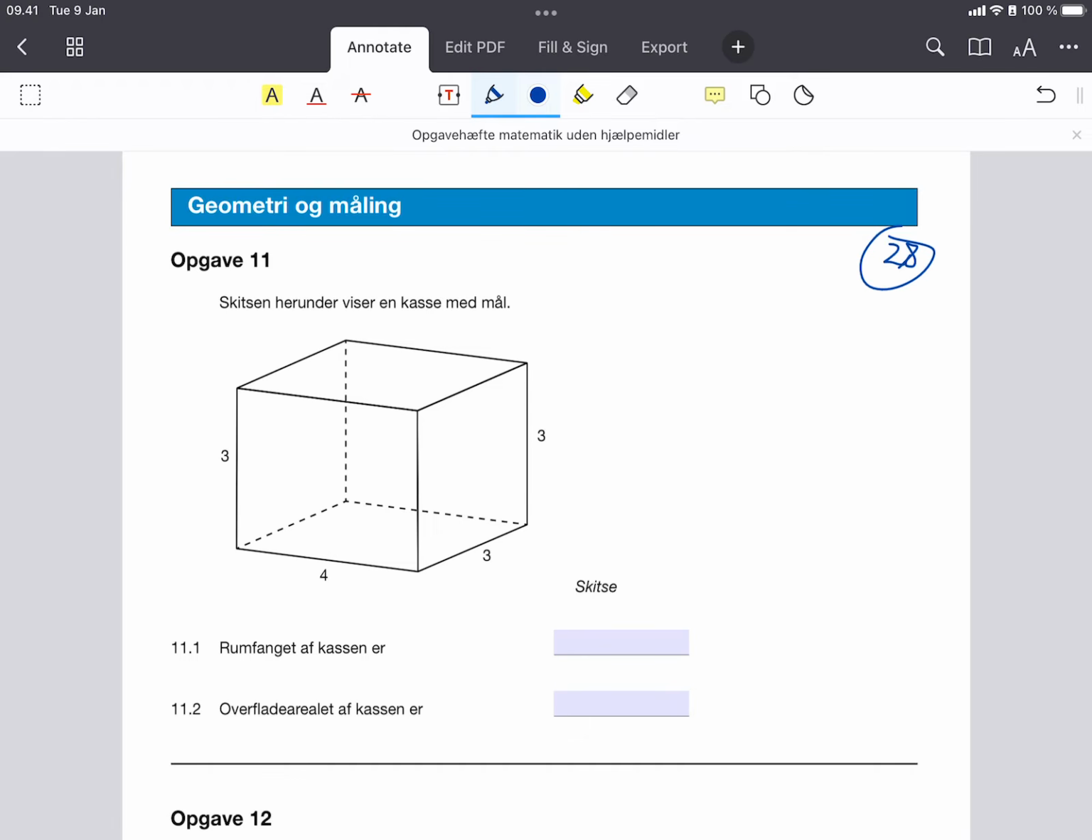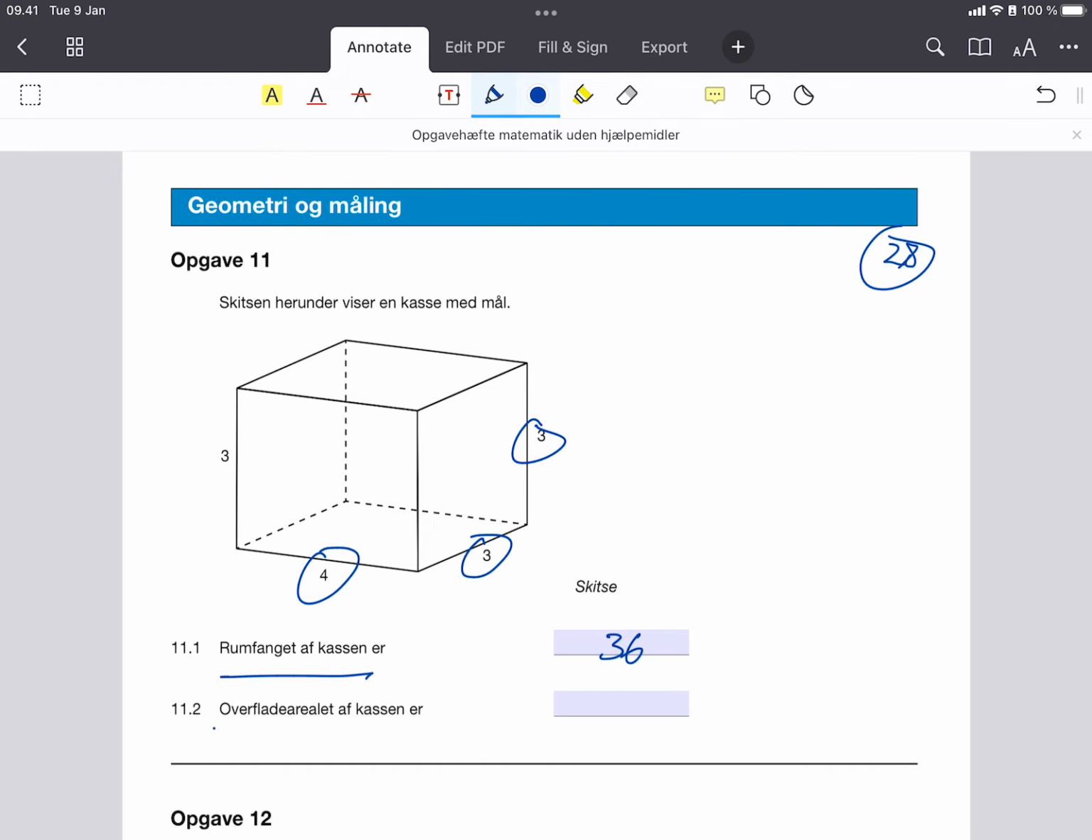Okay, the sketch below shows a box with measurements. A little bit sneaky, they put the height of it in twice, so you might accidentally use the wrong information or information more than once. The volume of the box is the height times the base times the width, the 3 different measurements in the 3 dimensions or directions. So 4 times 3 times 3 is, what is it, 36.